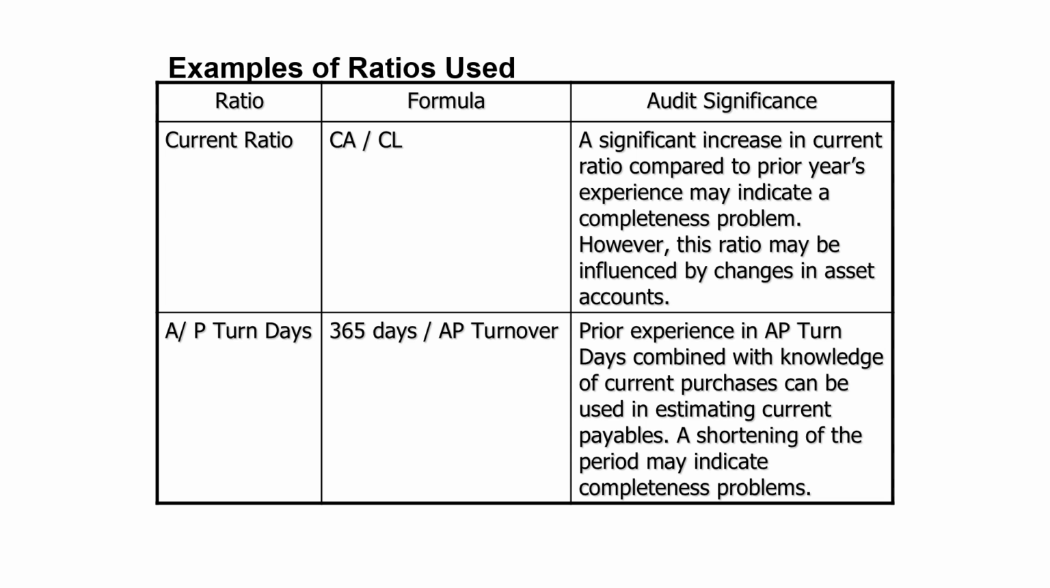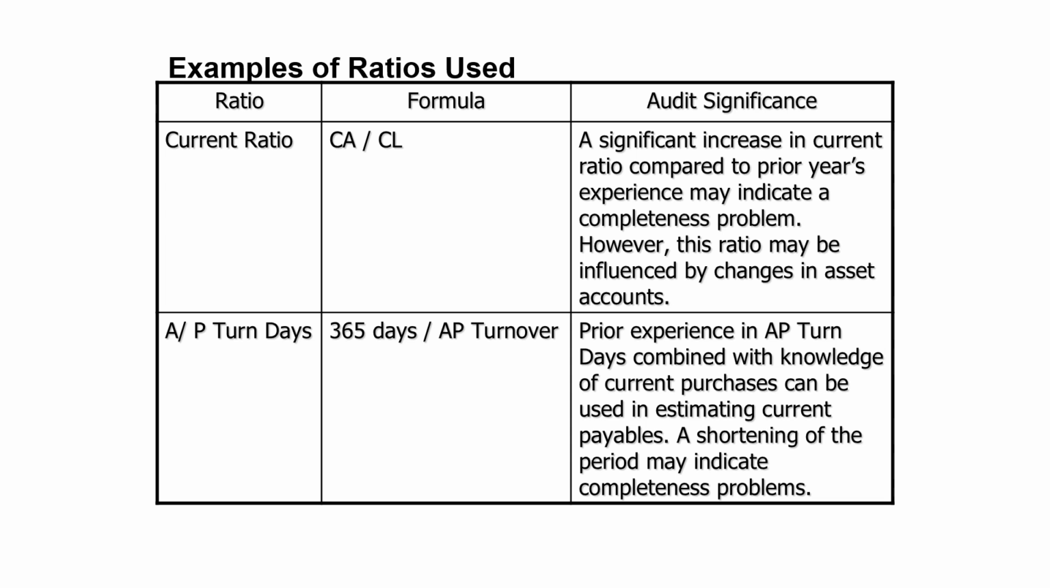Now, this is, I know, a management services topic, but let's just very quickly run through some of the ratios and what could be their audit significance. For example, one of your favorite ratios of all time, the current ratio. The audit significance of the current ratio is that if you notice a significant increase in the current ratio compared to last year, it may indicate a completeness problem. Okay? It may indicate. However, it may also be influenced by changes in asset accounts.